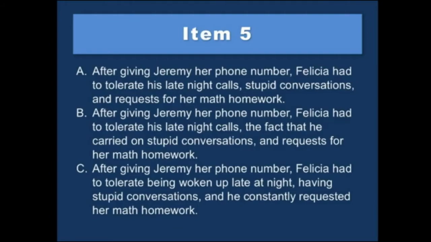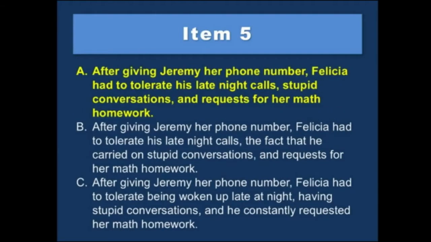C. After giving Jeremy her phone number, Felicia had to tolerate being woken up late at night, having stupid conversations, and he constantly requested her math homework. Letter A would be the correct answer.